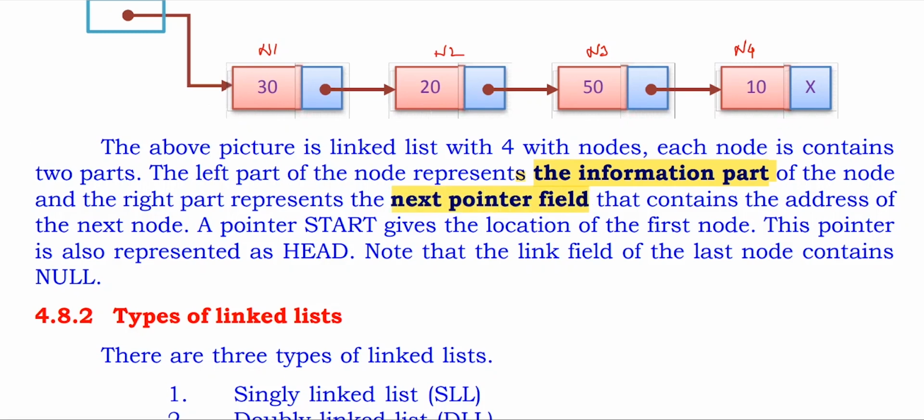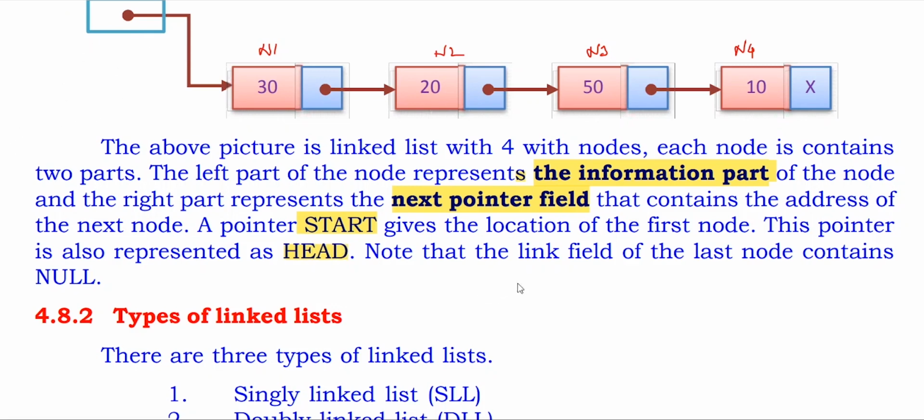And the next part of the node represents the next pointer field. So where is the next node present? It contains a link, the address of the next node in the list. So start is a pointer, which contains the address of the first node in the list. Sometimes this pointer is also known as head; head and start are the same.